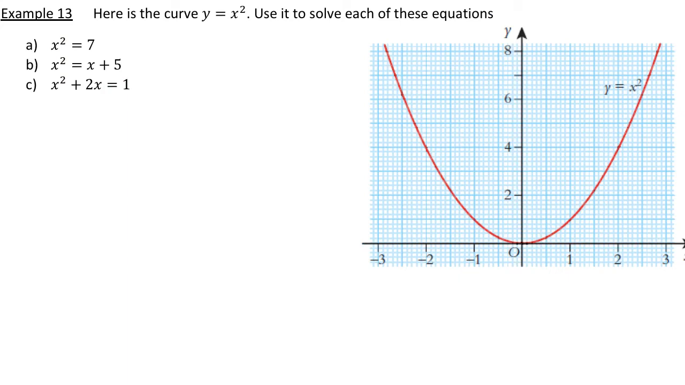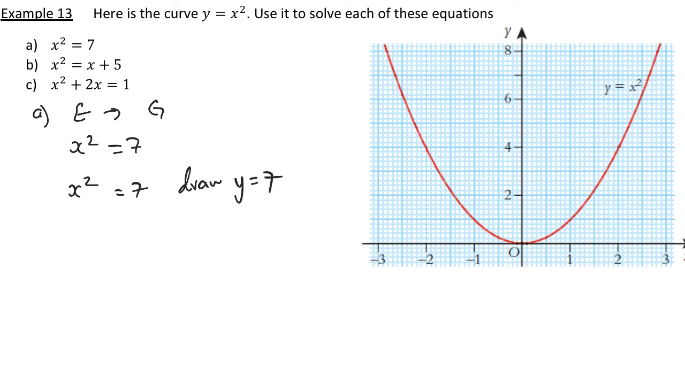Example 13, here's the curve of y equals x squared. Use it to solve each of these equations. So x squared equals 7. So we need to try and manipulate it so that we get the equation to the graph. So the equation is x squared equals 7. The graph is x squared. We actually don't need to do anything to it. So the x squareds match up. So then we just need to draw the line y equals 7, which is a horizontal line passing through the y-axis at 7. So it's this line here.